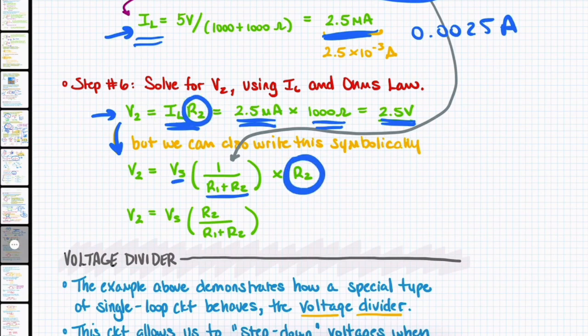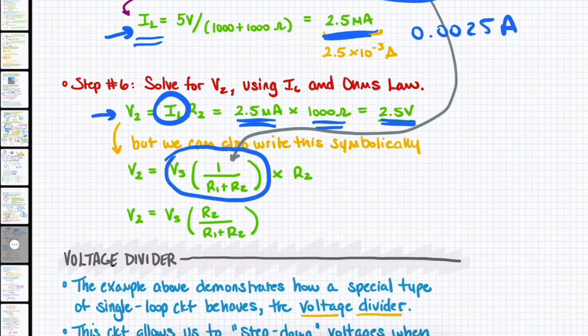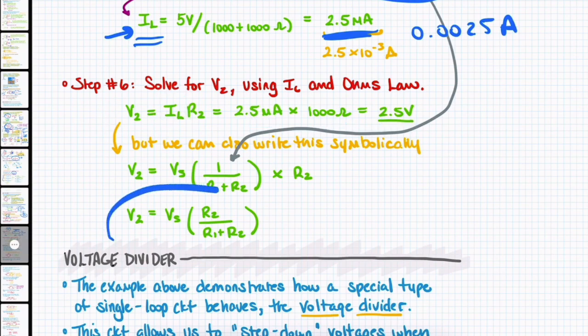So hopefully you understand the relationship between this equation right here and this equation right here. All that we did was replace IL with this symbolic definition of IL. And when we do that, what we end up with is this equation here. And this is the basis for the voltage divider.